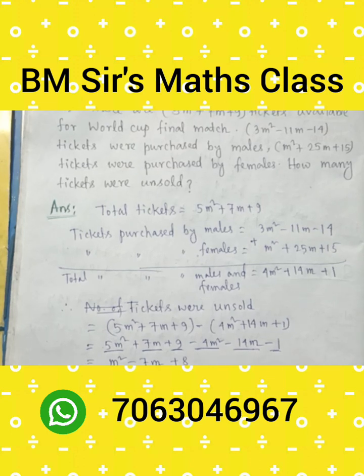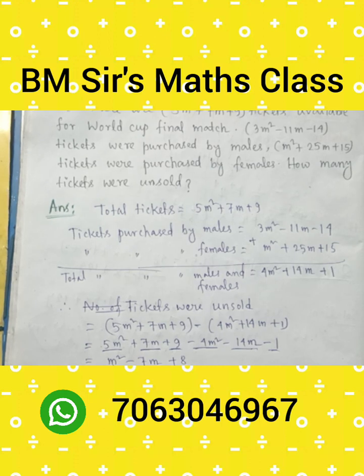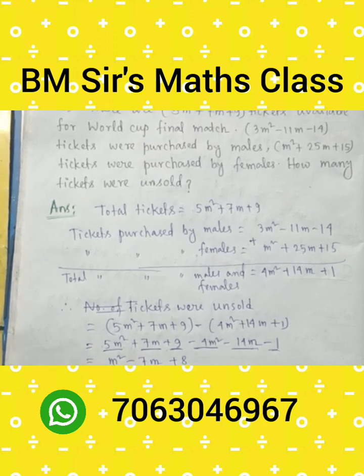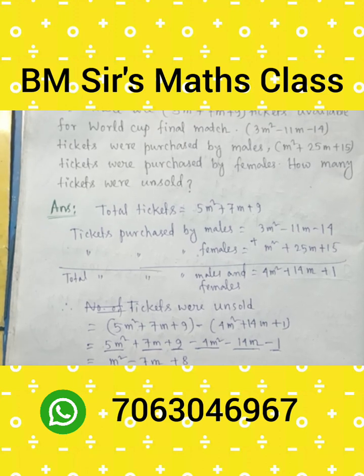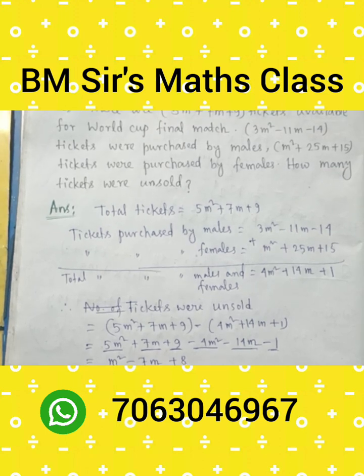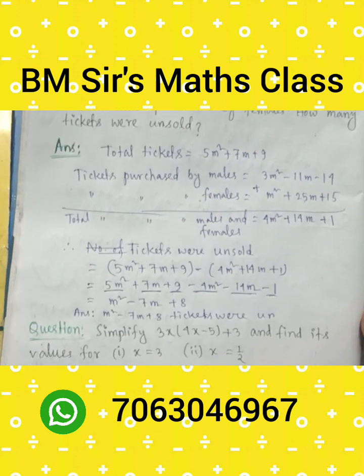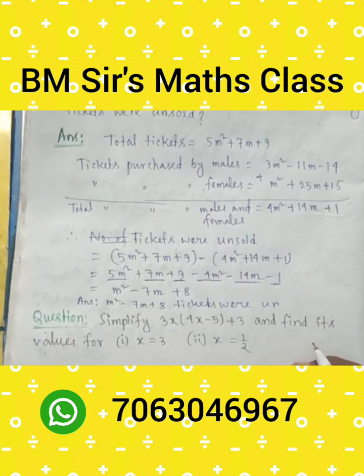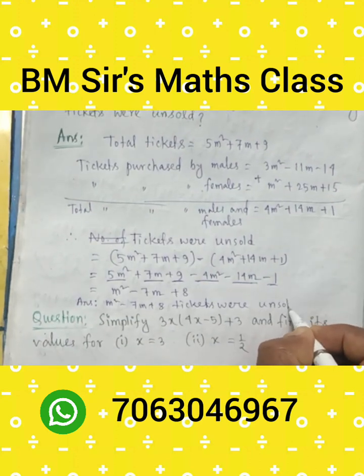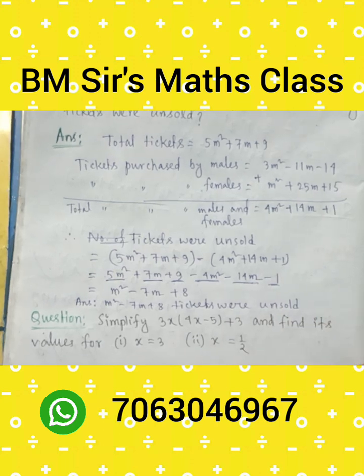So you can write the answer: m square minus 7m plus 8 tickets were unsold.